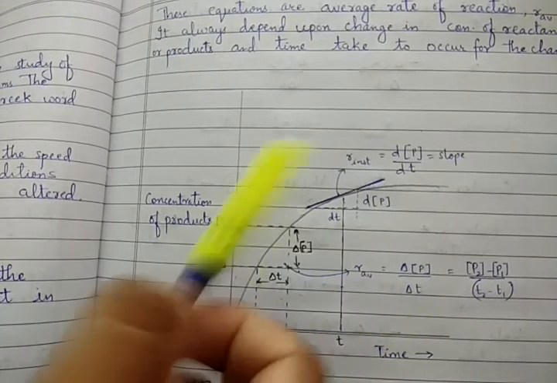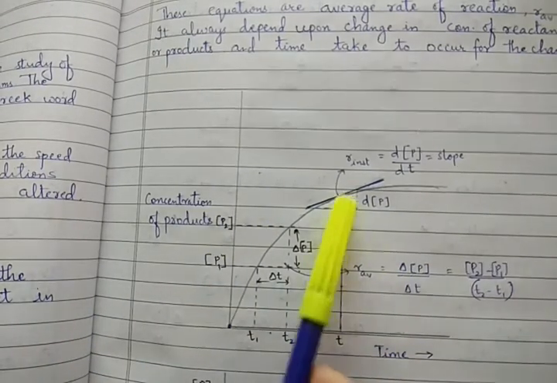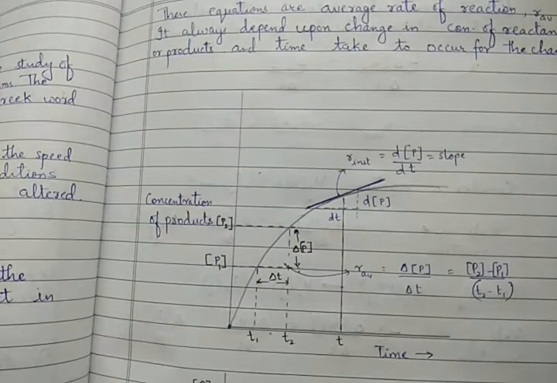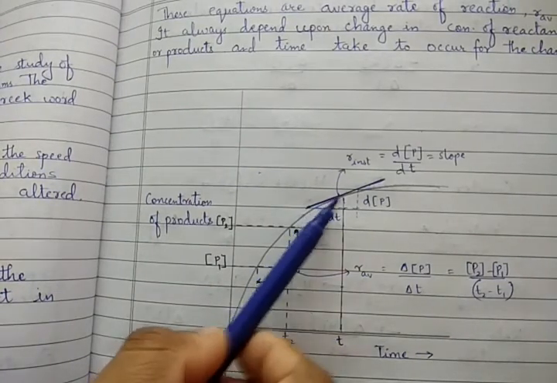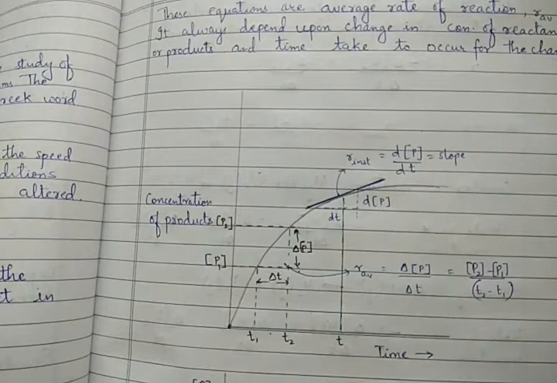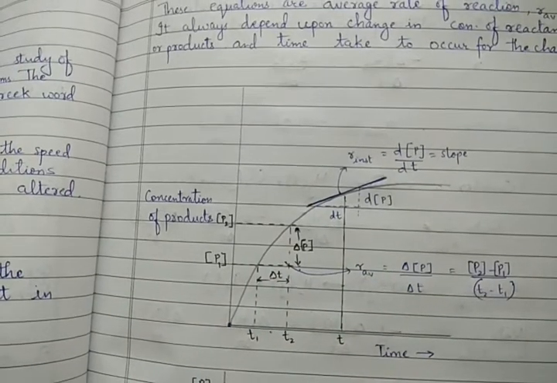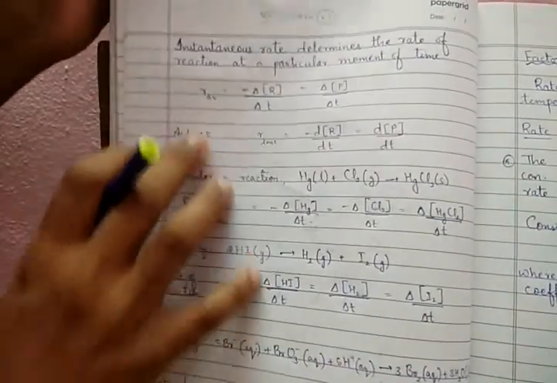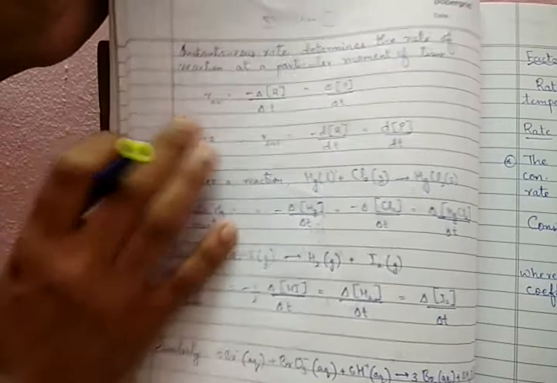But in case of an instantaneous rate of reaction, we will take a certain period of time. Like for example, at time t, we had taken here the rate of reaction at time t on a slope, which could be at a particular time period. Okay, so here also, in order to calculate the instantaneous rate of reaction, we will take it in a similar way as we had mentioned earlier.